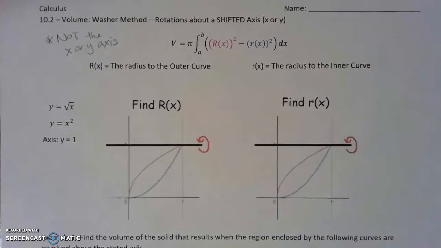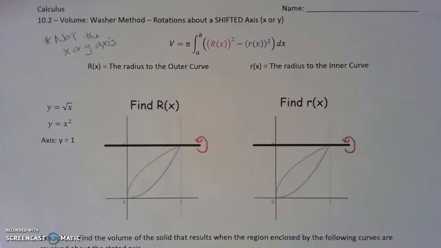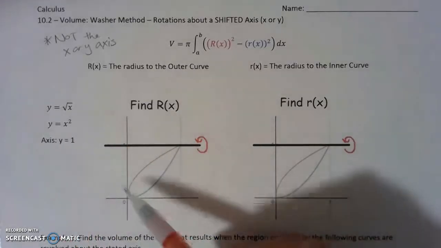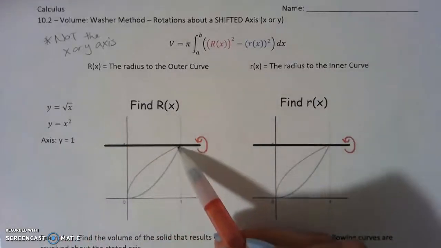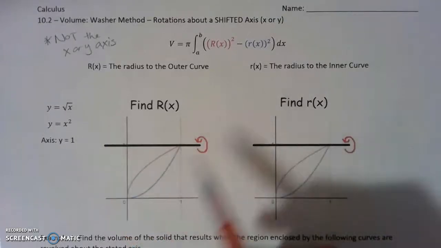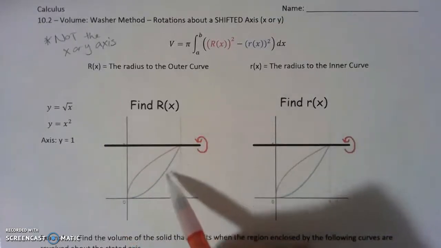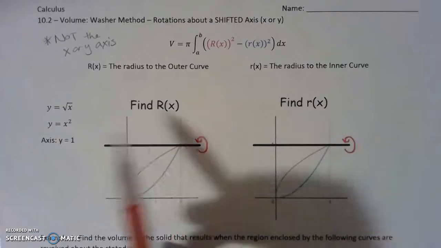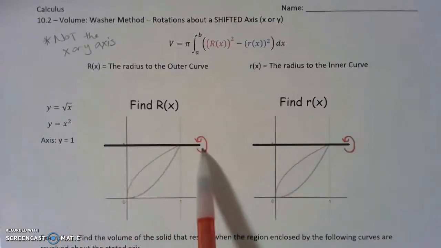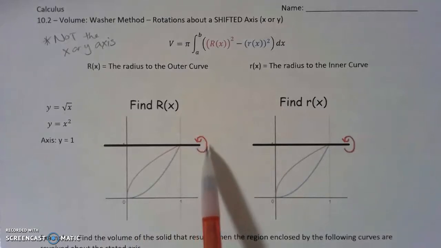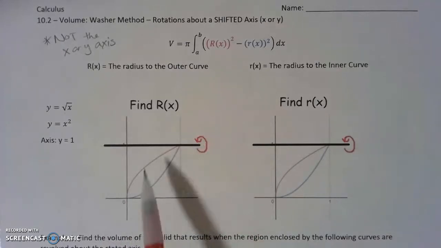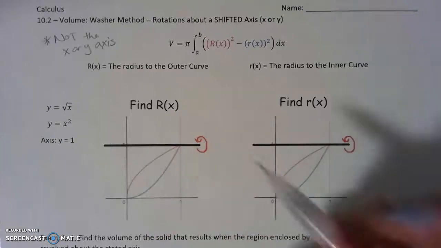If we have y equals the square root of x, that is going to be this graph right here, and y equals x squared, the blue one, and we're going to rotate it about the axis y equals 0. So that's this dark line I put here, and then I drew my little rotation so you know. We're not rotating about the x-axis, we're not rotating about the y-axis, we're going to rotate it about this.